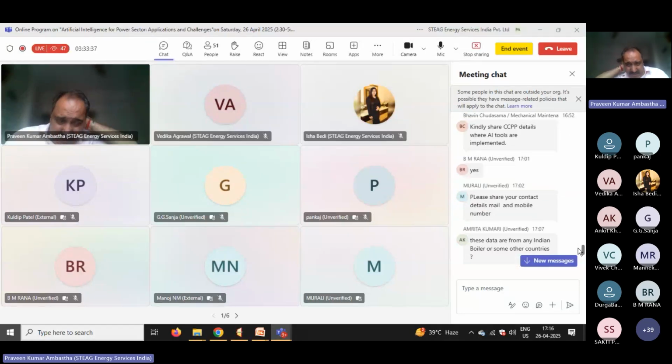So yes, I am able to explain how we are using this AI ML technology for my data validation, for my boiler cleaning management, for my predictive analysis of faults, then I can say boiler tube leakages. And one of the things is that right now we are using this AI ML technology for our coal selection matrix.